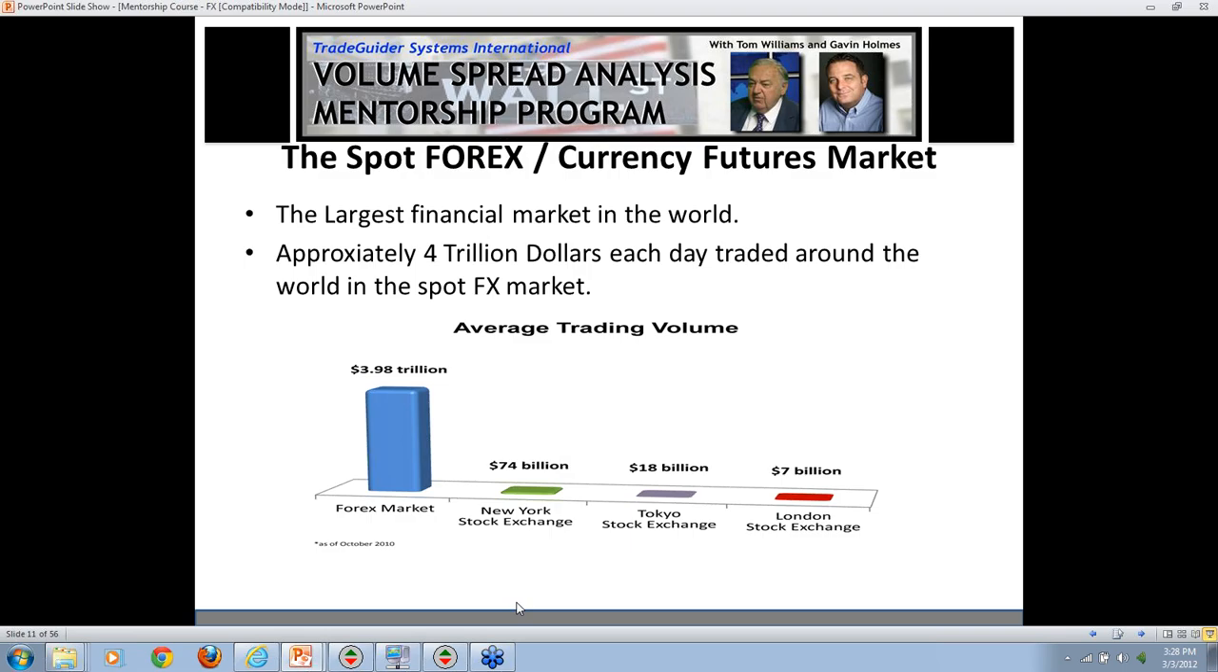Okay, so let's talk about the spot Forex and currency futures market. Now, it's the largest financial market in the world. It's absolutely massive. If we were to compare it, this is from 2010, so this has probably changed now, but it gives you an idea. The Forex market, there's nearly $4 trillion. Think of that. I can't even get my head around 4 billion, let alone 4 trillion, but that's a lot of zeros.